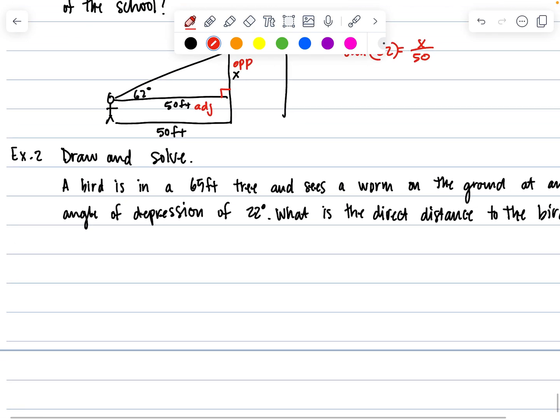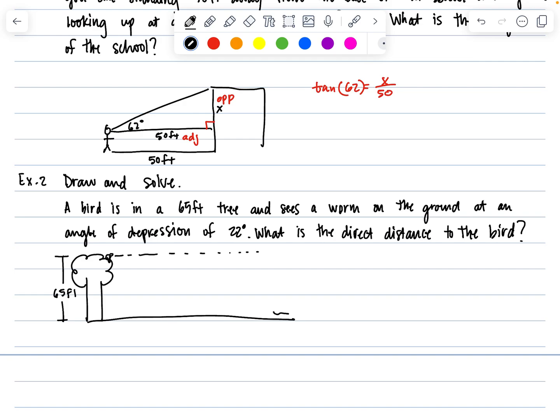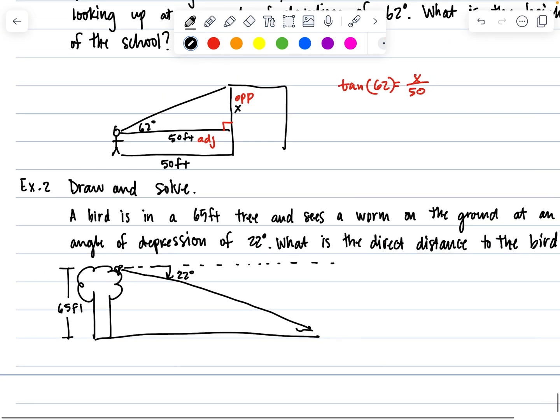Okay, so this one, we're actually going to draw and solve. A bird is in a tree, in a 65-foot tree. So let's draw a tree. We know that this is 65 feet. And the bird is at the very top of it. And it sees a worm on the ground. So here's your worm. At an angle of depression, so the natural line of sight for this bird is to go straight, but it's looking downwards at the worm. Remember, the angle of depression starts at the horizon, goes downwards to a new focal point, and this angle that gets created is 22 degrees. What's important here is that we actually have a right triangle in this part of it. Here's your triangle.